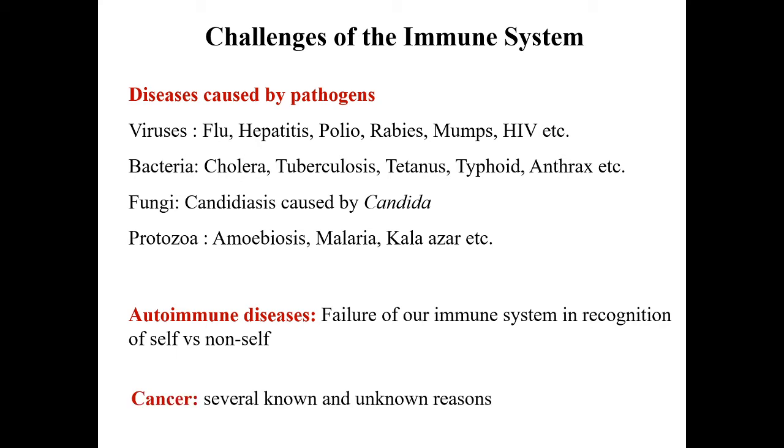And the third category of disease is cancer. There are several known and unknown reasons involved in cancer. It is very difficult to discuss cancer in detail. But during our last class, I told you that cancer is mostly related to uncontrolled proliferation of cells. There might be different reasons, but today we will restrict ourselves only to the immune system.